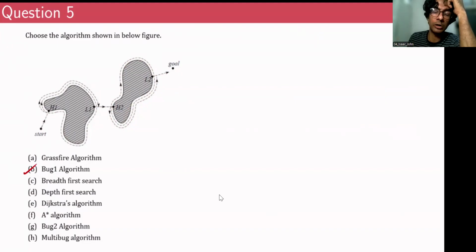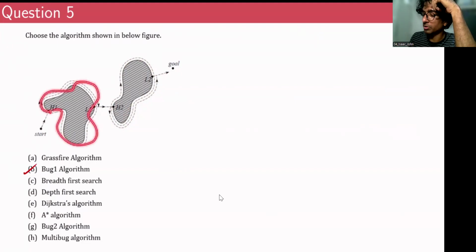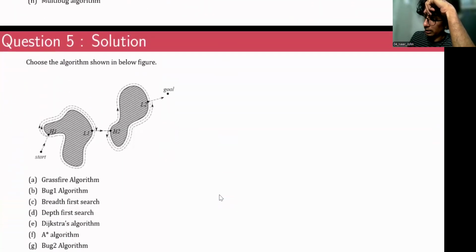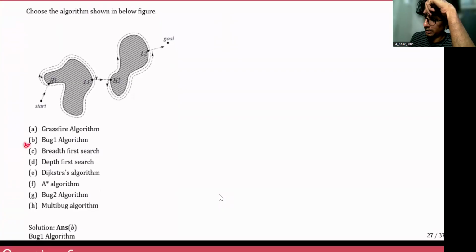There is also a Bug 2 algorithm, where it does not really make a loop around the obstacle. As long as it gets a line of sight to the next obstacle, it immediately breaks away to the next obstacle like this and like this. As long as it gets sight of the next path or the next obstacle, it immediately breaks off. So the correct answer is indeed the Bug 1 algorithm, option B.